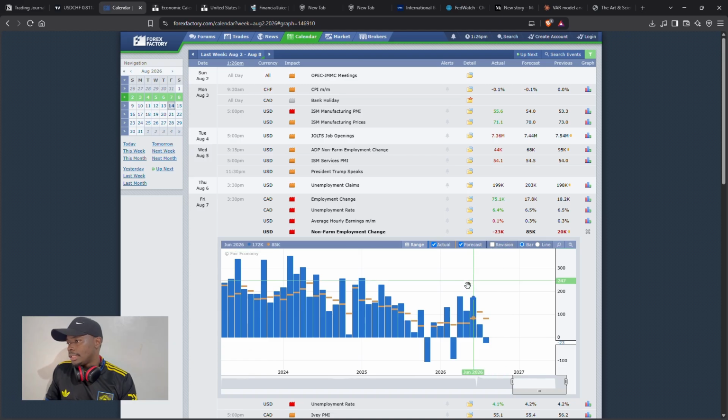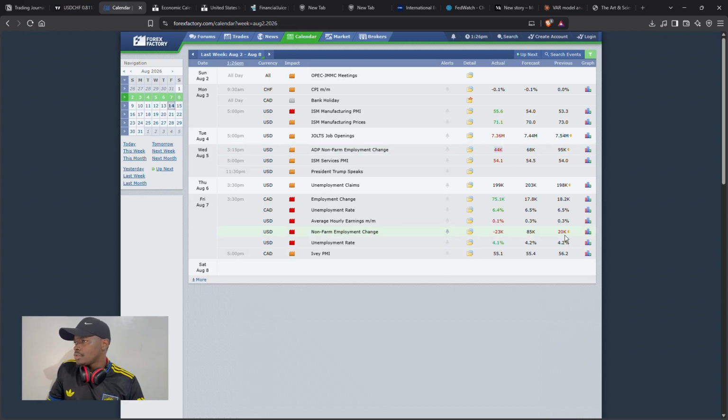Let us look at the trend. Since June, July, and now the August print have all been showing signs of the jobs market suffering. This can also be seen in the ADP number, which came in significantly softer than expected. Expectation was 68K; the ADP non-farm employment change was at 44K. I think the same was seen in JOLTS job openings. Expected was 7.44 million; it came in softer at 7.36 million.